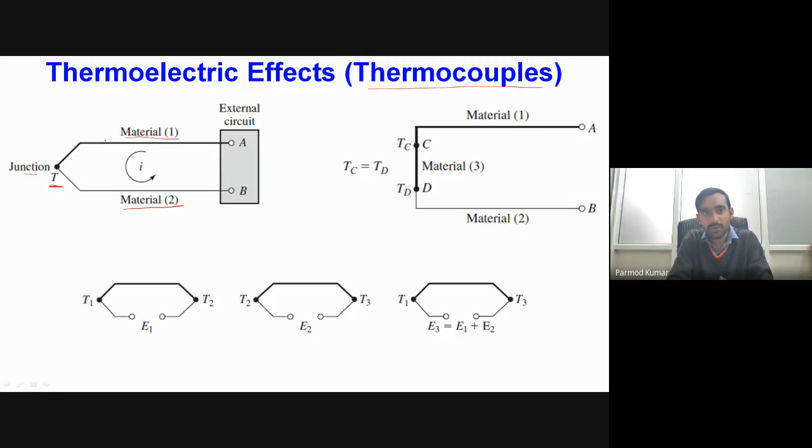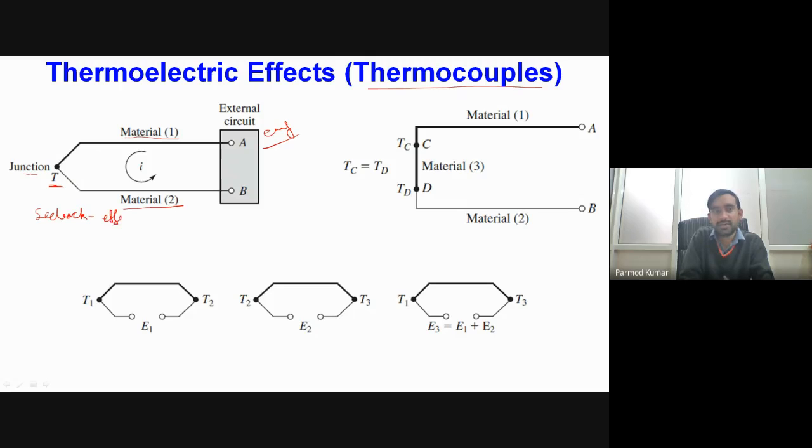Now we have the two other ends of the wire, which are opposite to this junction. If this junction is at some temperature and the materials of these two wires are different, what will happen if we measure the voltage across these two terminal points A and B? We will find some output EMF, so some output voltage will be generated. This particular type of effect is known as the Seebeck effect.